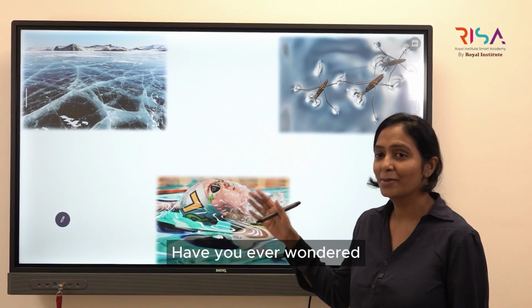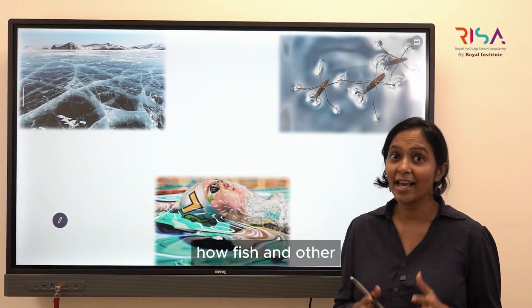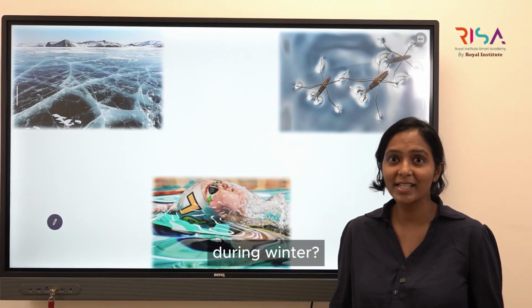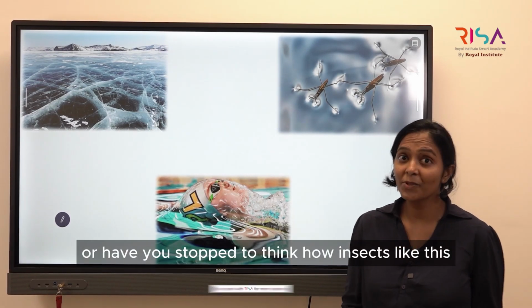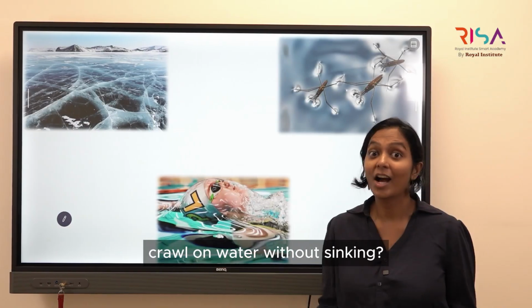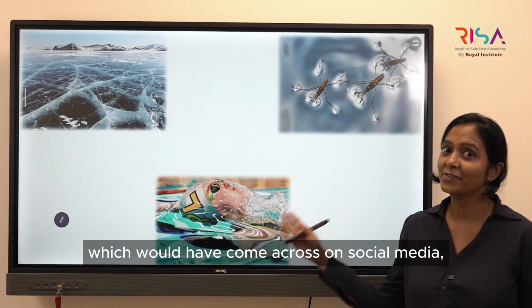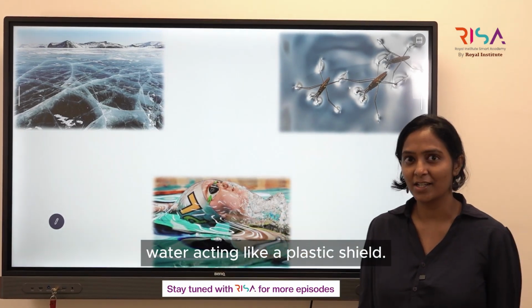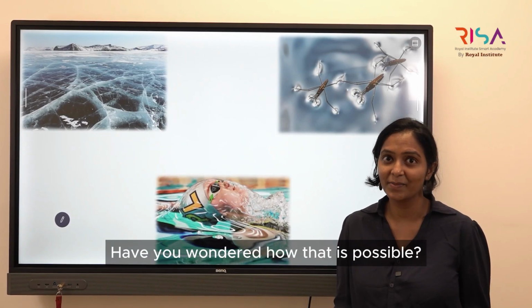Have you ever wondered how fish and other aquatic organisms survive in water without being frozen during winter? Or have you stopped to think how insects like this crawl on water without sinking? Or this famous image which you would have come across on social media, water acting like a plastic sheet. Have you wondered how that is possible?